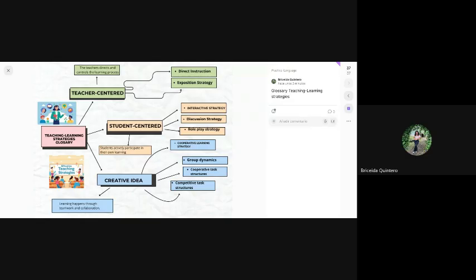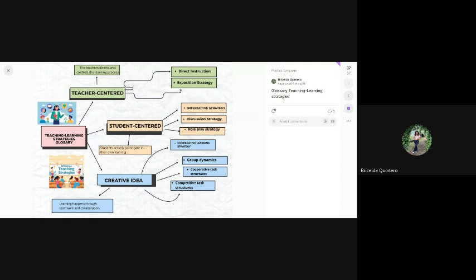It is the cooperative learning strategy: group dynamics, the cooperative task structures, and the last one is the competitive task structure. Learning happens through teamwork and collaboration.